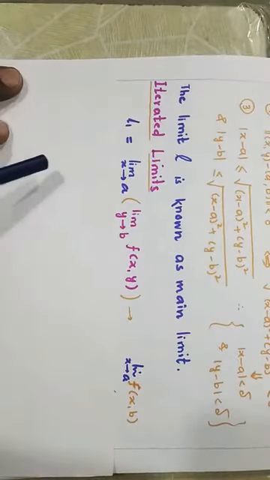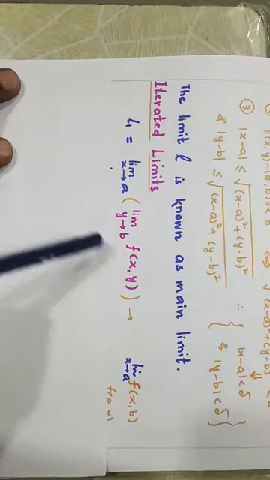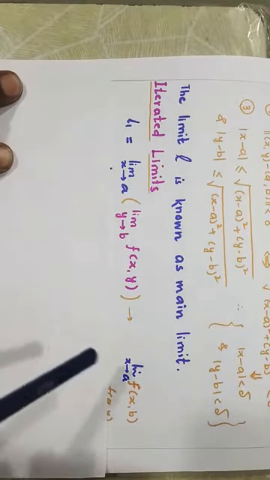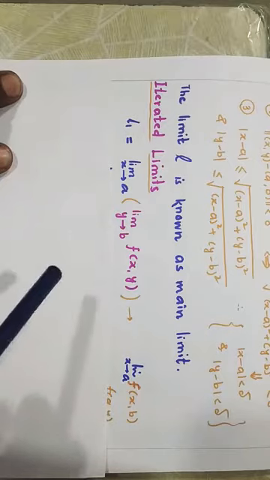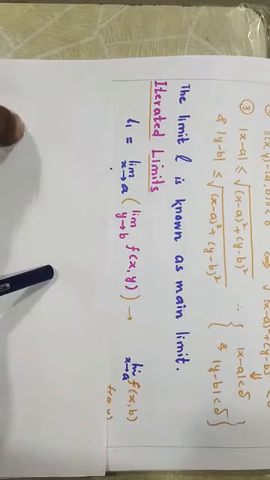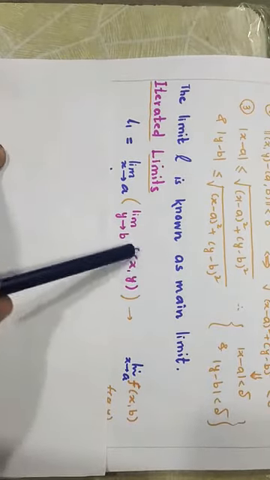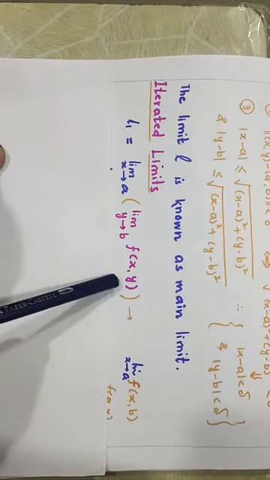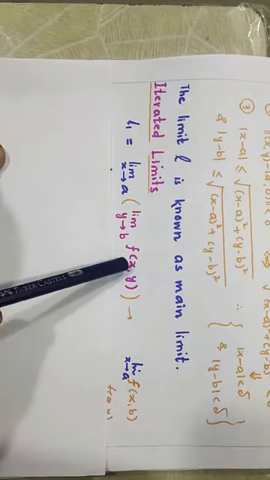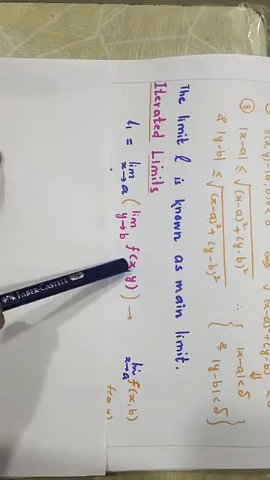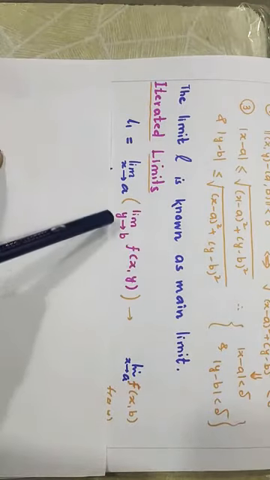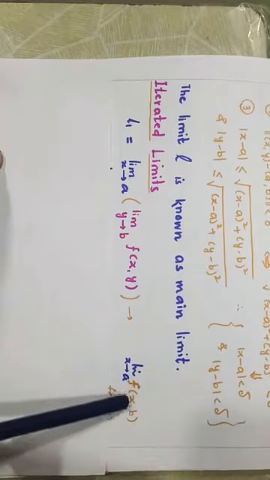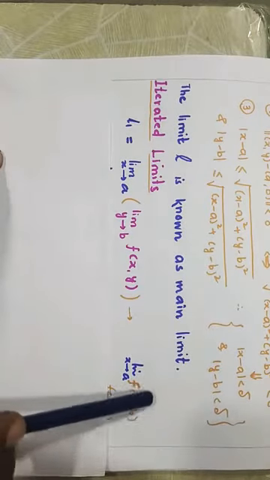L1, one of the iterated limits. What is it? Instead of applying the limit (x, y) tending to (a, b), we consider a repeated type of limit. If we consider f(x, y) and we apply the limit only as y tends to b, then I am considering x as a constant, not a variable. So when y is only tending to b, my answer will be some f(x, b), because y is tending to b.